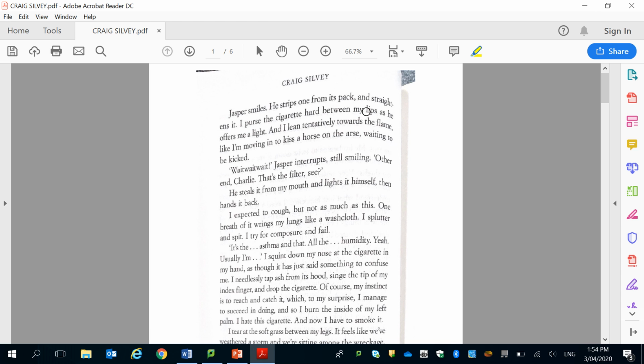Jasper smiles. He strips one from its pack and straightens it.